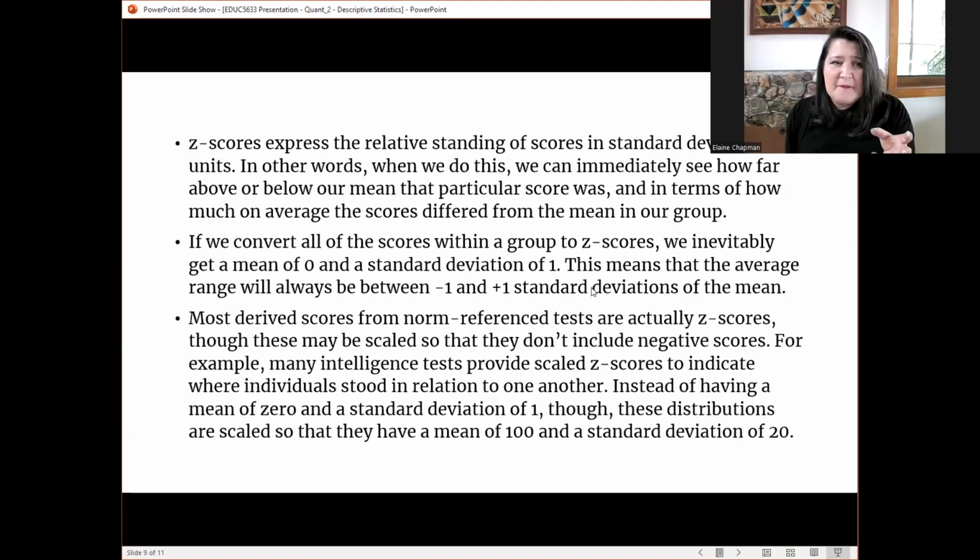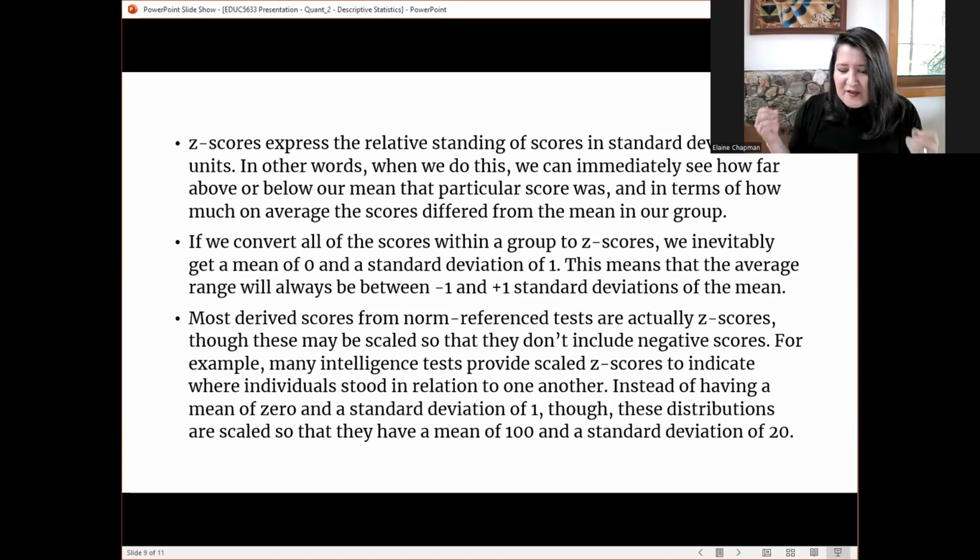I've probably jumped the gun a bit by talking about that, overly excited, in terms of slides. I've already gone over the standard deviation units, but let's take an example here. If we convert all of the scores in a group to Z-scores, we always wind up with a distribution in which the mean is 0 and the standard deviation is 1. So the average range is always going to fall plus or minus one standard deviation from the mean.